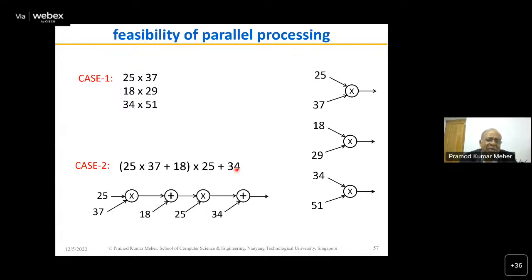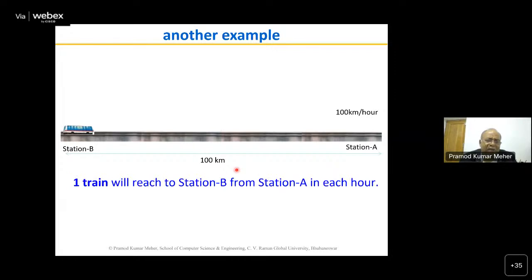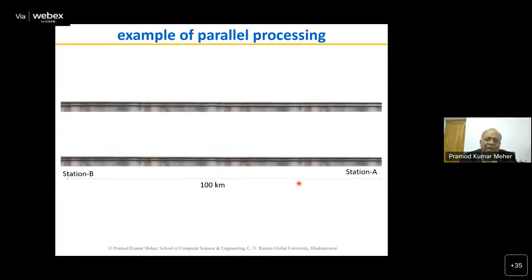If the data dependence doesn't allow parallel processing, you can do pipelining. That will come next. Here, for parallel processing, I am giving one example. Here is a railway track, a railway line, and at 100 kilometers per hour you have a small shuttle train, one bogie train. One train will reach the station from station A each hour. The distance is 100 kilometers, and the speed is 100 kilometers per hour. So in each hour, one train will reach, and one train can carry 100 passengers from one station to the other.